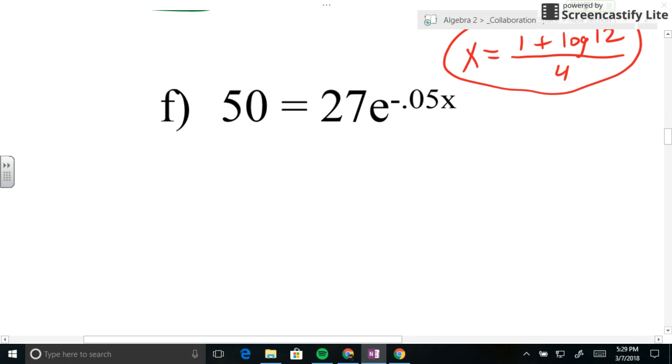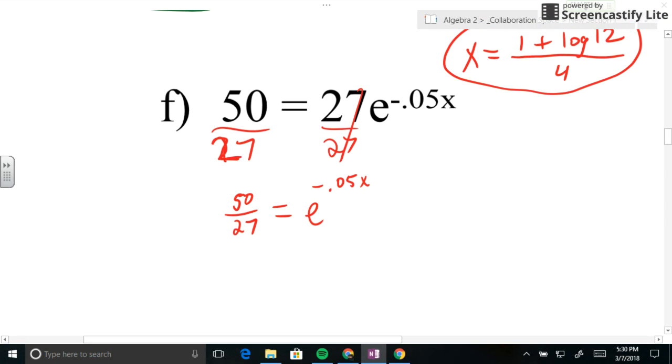Last exponential equation. We somehow need to get the x by itself, so we have to get rid of the 27 and the e. Before we can get rid of the e, we have to get rid of the 27. To do that, we are going to divide both sides by 27. These 27s will cancel out here. No number goes into 50 and 27, so we're going to leave it as 50/27 equals e raised to the negative 0.05x. Now I've got to get rid of that e.